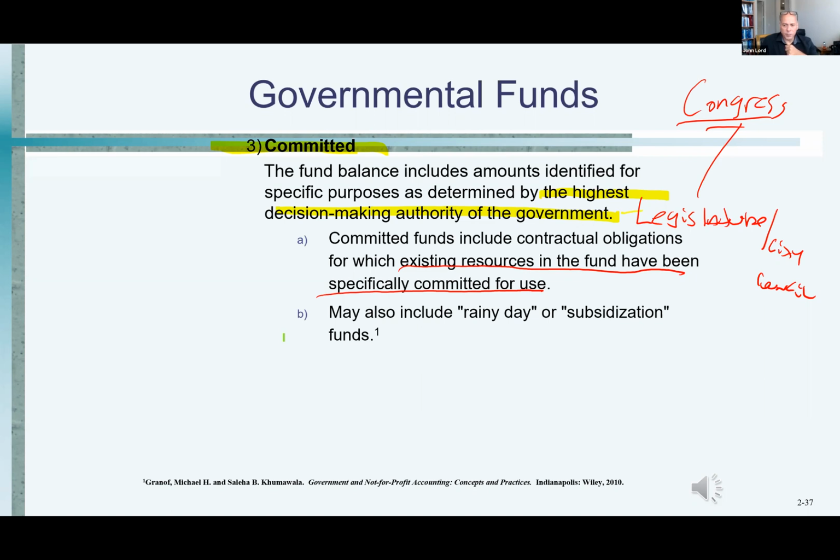Question? Okay. So subtle difference there, okay?